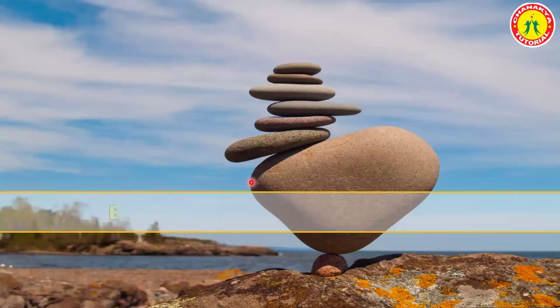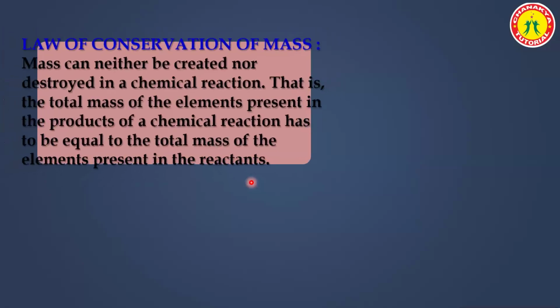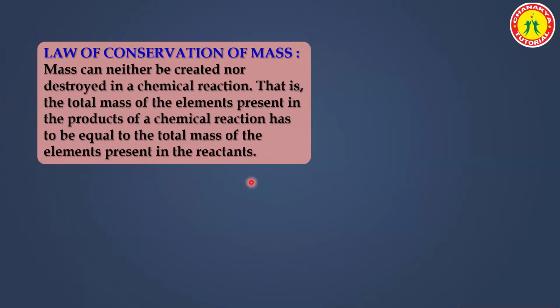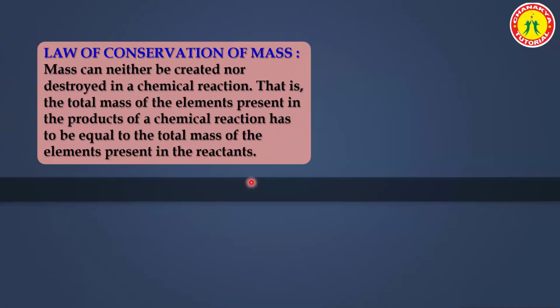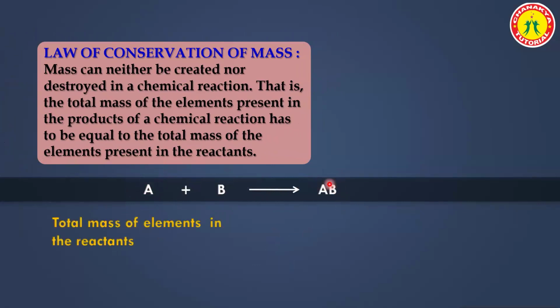Now, how to balance chemical equations? First of all, why do we need to balance the chemical equation? We have to follow the law of conservation of mass. That is, mass can neither be created nor be destroyed. So, the total mass of the elements on the left-hand side should be equal to the mass of elements on the right-hand side. For example, on the left-hand side, it is mass of A plus mass of B. It should be equal to mass of AB.